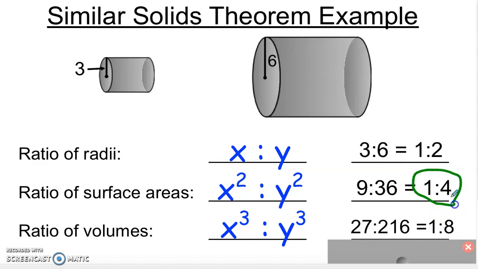And then I do the same thing with the volume. I take 1 cubed, and 1 cubed is 1, and 2 cubed is 8. So the volume is actually at a cubed scale factor. So there's 8 of these little cylinders that'll actually fit in this, even though you might think it's only double.